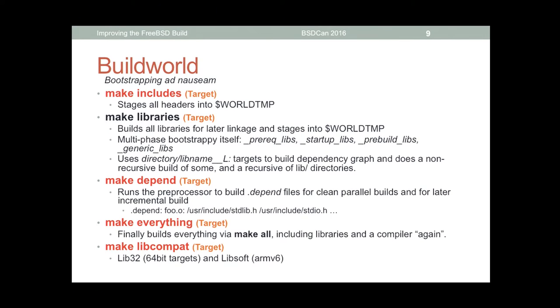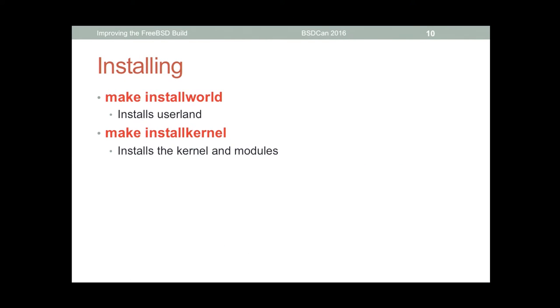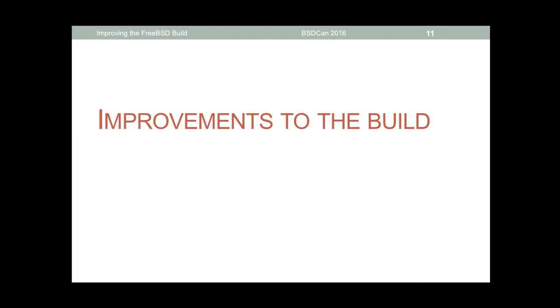That's the entirety of build world, except there's a few small things in there I didn't mention that don't matter too much. And then for installing, obviously these are tree walks. Make install world installs the userland, and install kernel installs the kernel and modules. Before I move on, are there any questions about the current build? Angie?